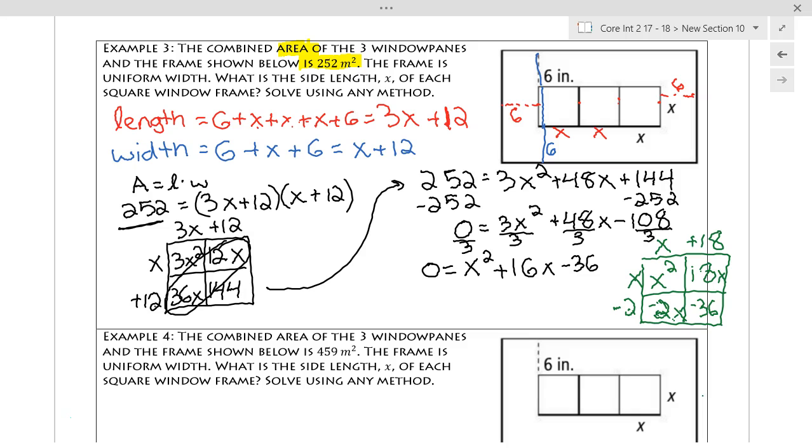And then just like before, I'm just solving. X plus 18 equals 0. X minus 2 equals 0. I'm going to subtract 18 from both sides. X equals negative 18. I'm going to add 2 to both sides. X equals 2. Again, this is real world. I can't have negative numbers. So, the length of my X is 2.